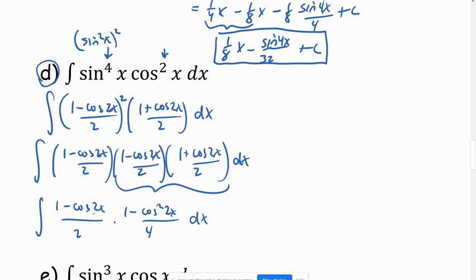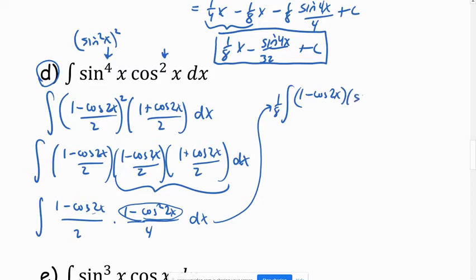And now, just like we did in the last problem, we can rewrite this as 1 minus sine squared. So going up here, I'll have the integral of 1 minus cosine 2x over 2. In fact, let's pull all the denominators out in front. We'll call it 1/8. 1 minus cosine 2x times sine squared of 2x dx.